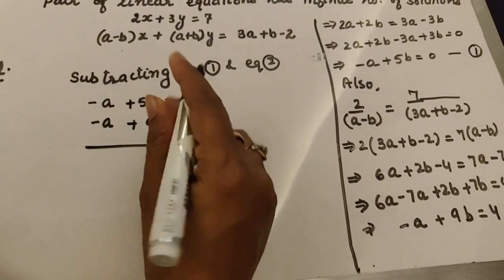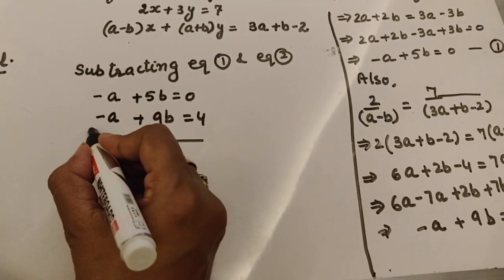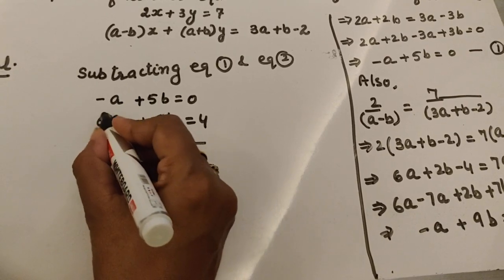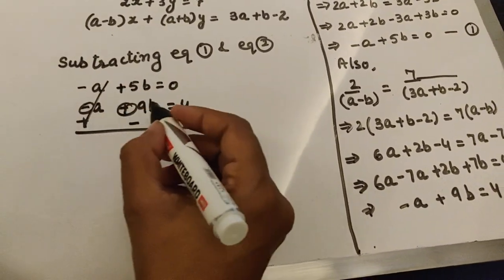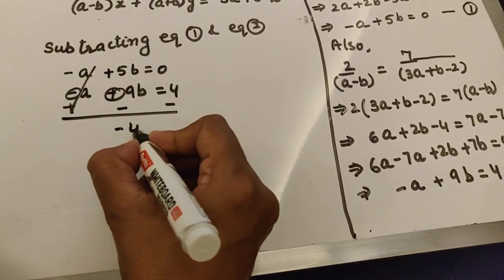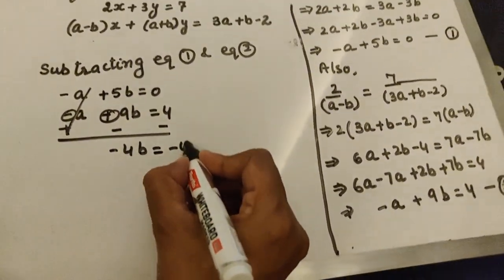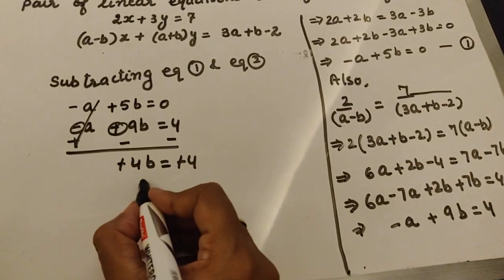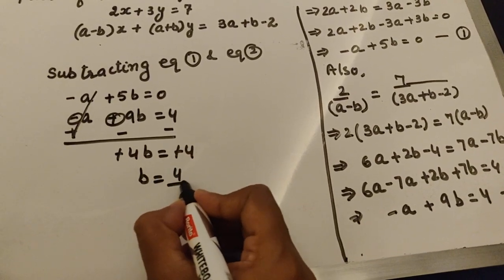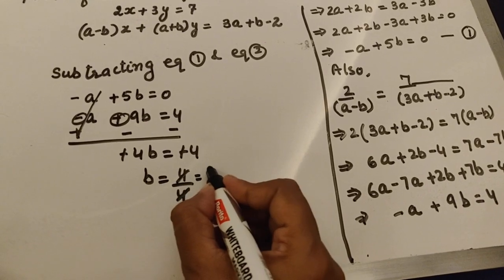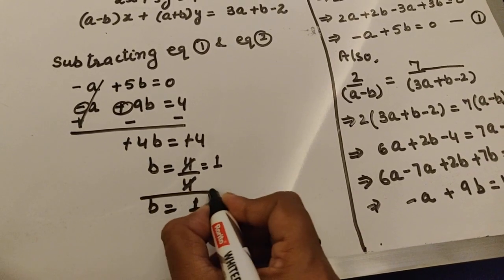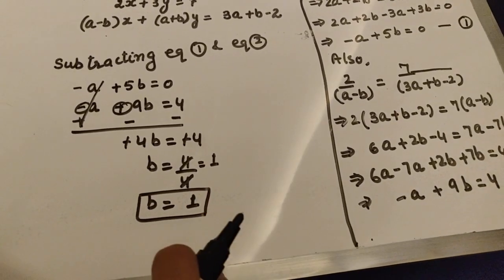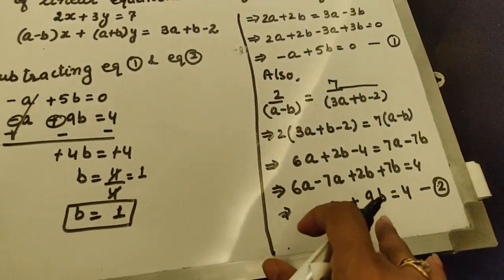Now since you are subtracting them, you will be changing the signs. And here you will get minus 4b is equal to minus 4. And from here you will get b is equal to 4 upon 4, that is 1. So b is equal to 1. When you get the value of b as 1, you can find a by taking any equation.